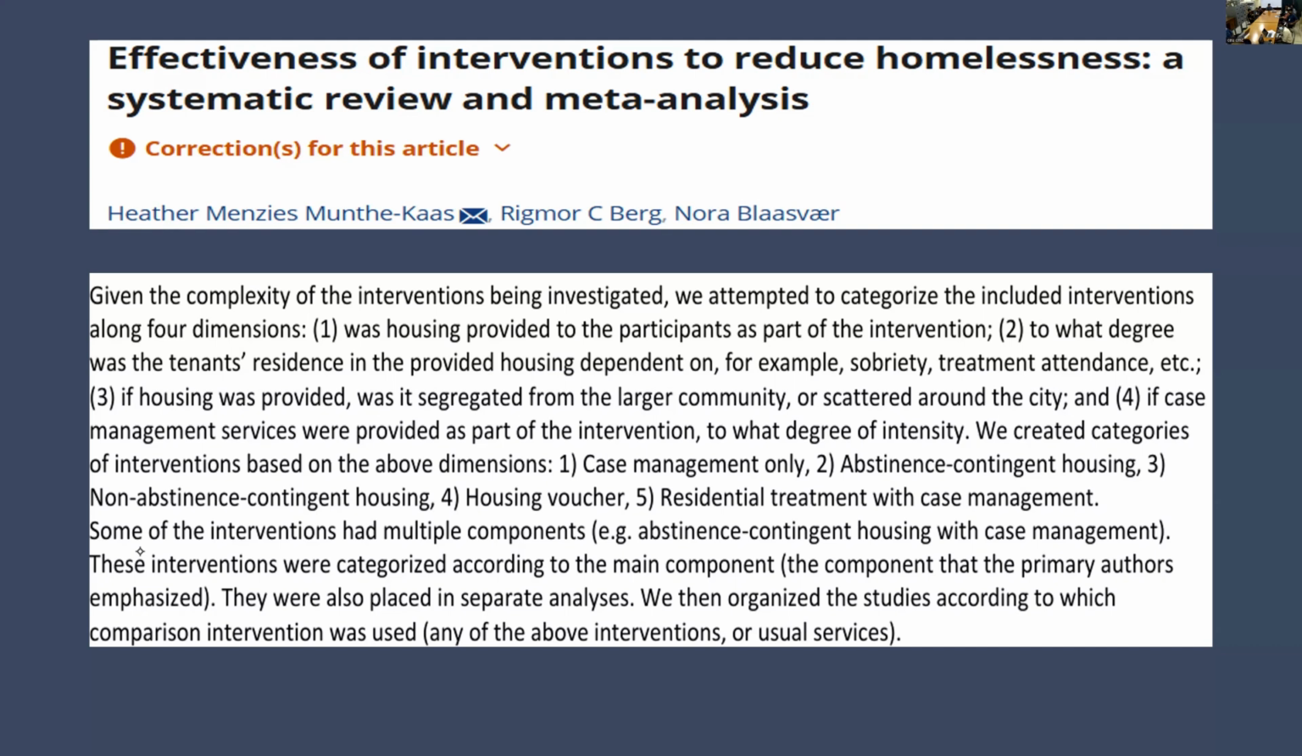So they had created categories so that it is easy to put them into groups. One is case management only, abstinence-contingent housing, housing voucher, residential treatment. These interventions were categorized according to the main component, the component the primary authors emphasized, which is one of those 4. We then organized studies according to which comparison intervention was used.